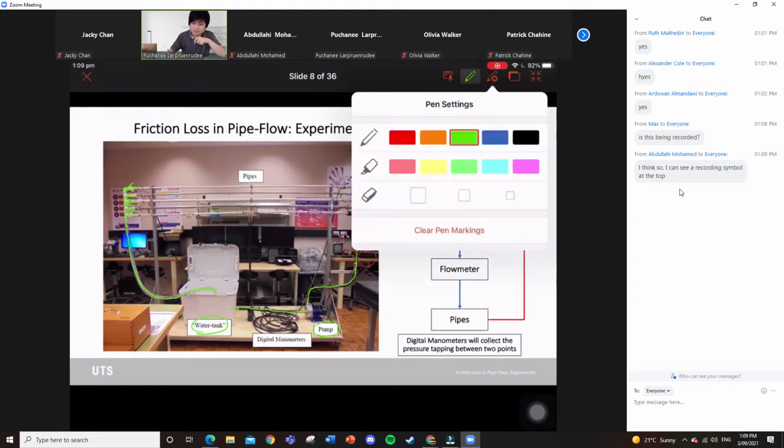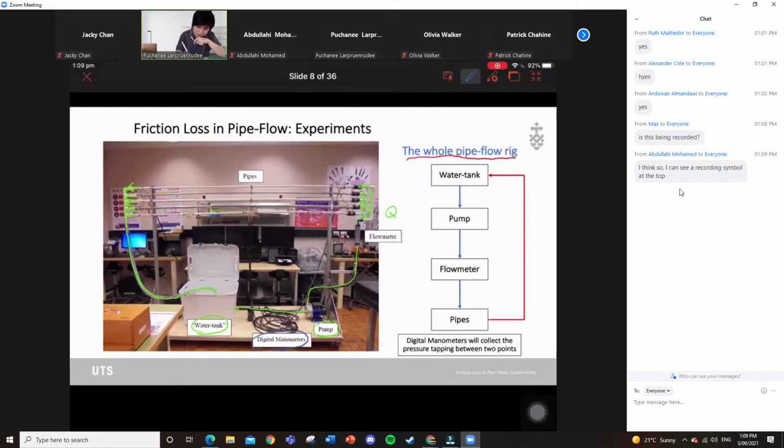And we also have a digital manometer. The digital manometer will collect the pressure tapping between 2 points, between this point and this point. So for this one, you will get delta P, the pressure drop, from here.